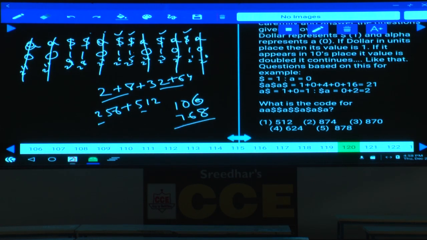Tell me what is your answer here? 8 plus 6 is 4 and 1 plus 6 is 7 and 1 plus 7 is 8. 874, that is choice 2. Hence, the decimal equivalent to the given expression is 874 and it is given choice 2. Question number 120, choice 2 is the answer. Then 121 to 125.